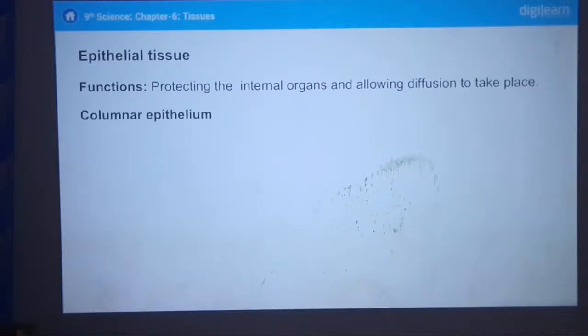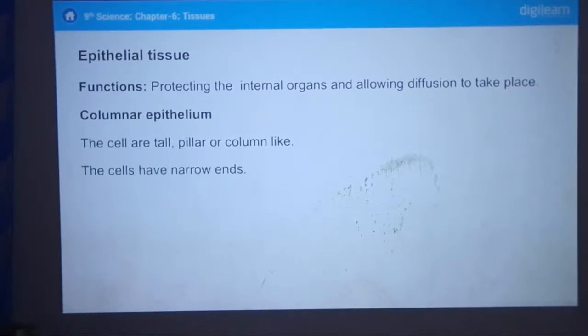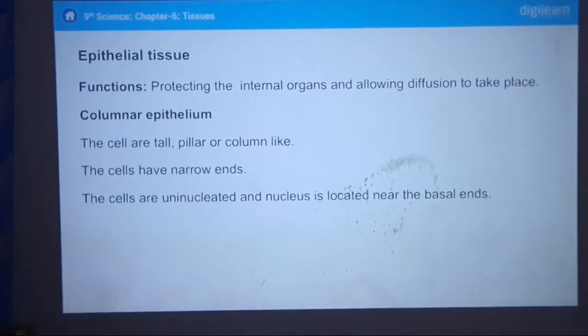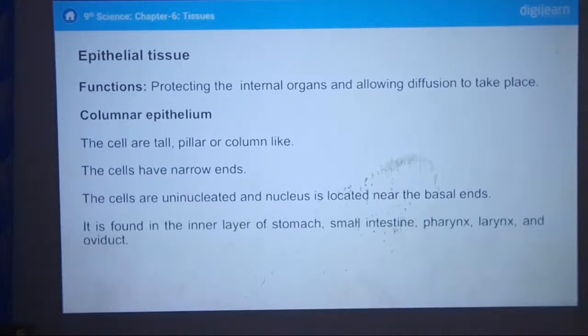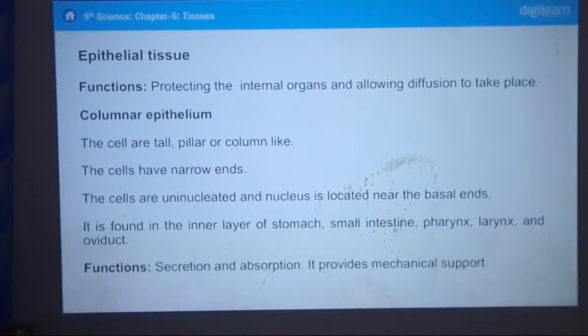Columnar epithelium. The cells are tall, pillar or column-like. The cells have narrow ends. The cells are uninucleated and the nucleus is located near the basal ends. It is found in the inner layer of stomach, small intestine, pharynx, larynx and oviduct. Functions: secretion and absorption. It provides mechanical support.